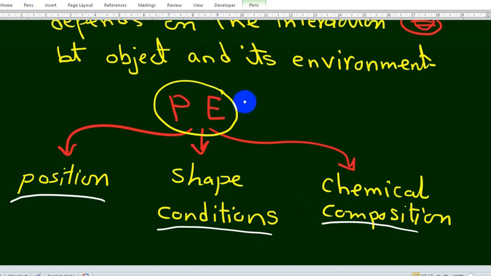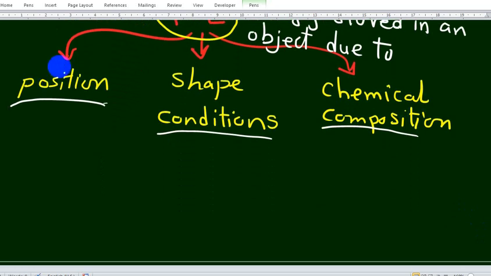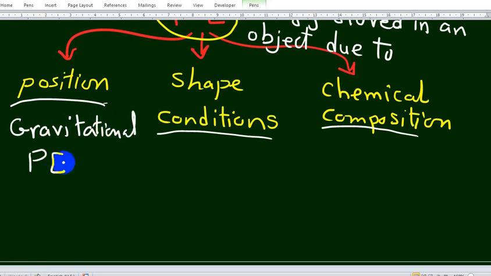Again, potential energy is stored in an object due to its position, its shape or conditions, or chemical composition. Each one of them has a specific name. For example, the energy stored in an object or associated with an object due to its position from the ground or from earth is called gravitational potential energy. The first type. So gravitational potential energy depends on position.